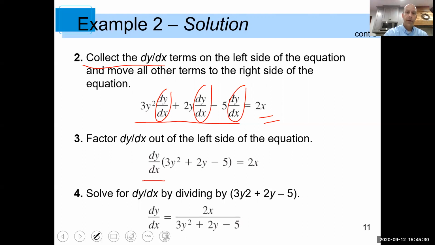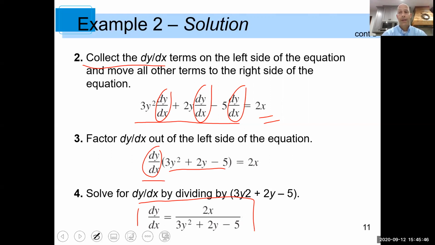So the only thing left over here with the dy/dx is this here. So we're just going to divide it over to the other side. This gives us our final answer. dy/dx of our original equation is 2x divided by 3y squared plus 2y minus 5.